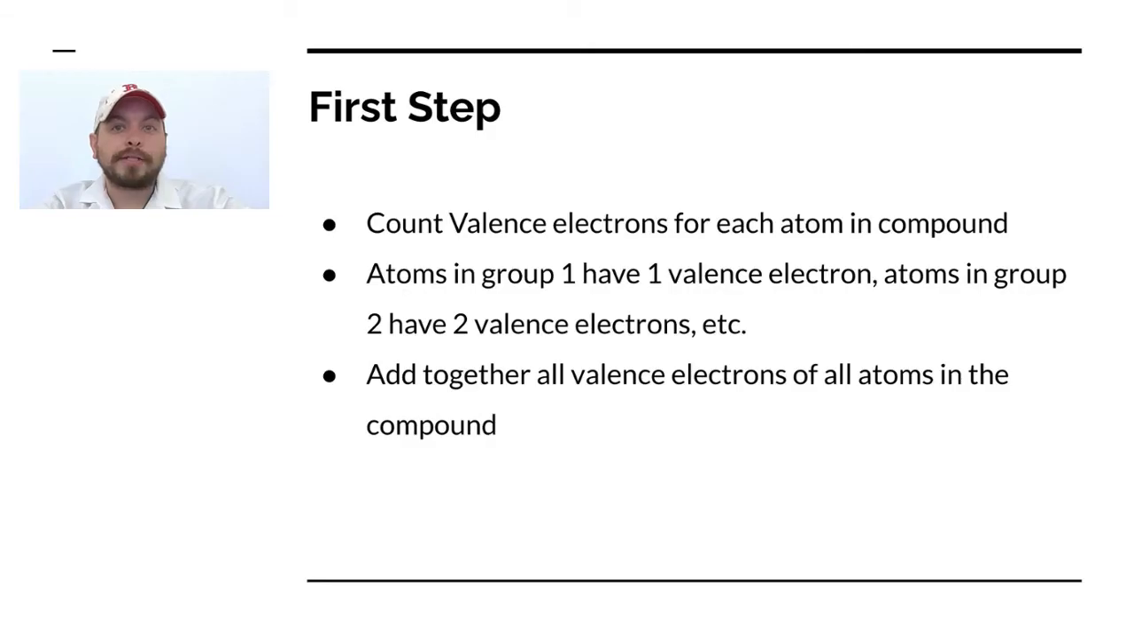Lewis structures are very good at representing this, but they're not perfect. So I'm going to give you the steps, and we're going to start with step one, which is counting all the valence electrons of all of the atoms within the compound.